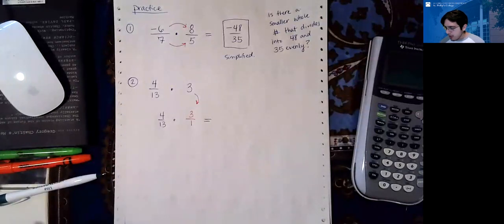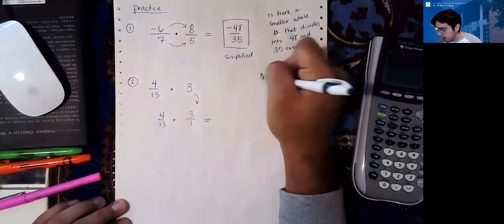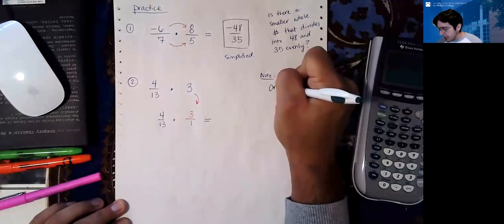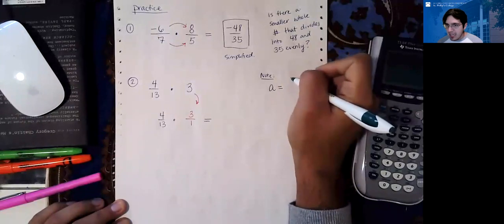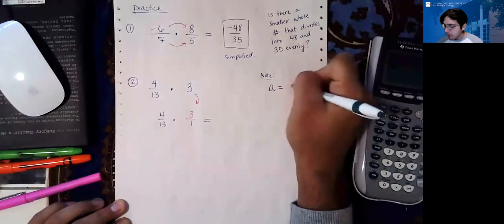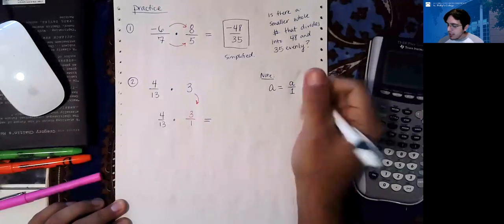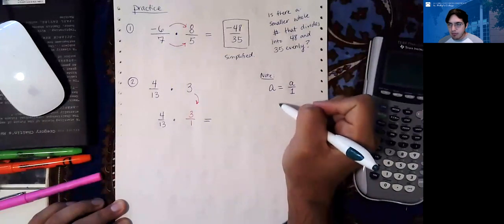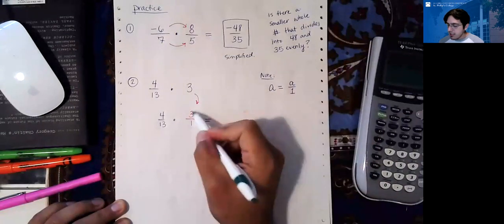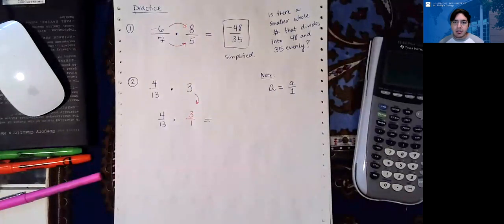Okay. So that might be a note that's important here. Note that if I have a whole number A and I have A over 1, that's the same thing, because any number divided by 1 is going to be itself. So in this case, 3 is equal to 3 over 1. So we can make that substitution.